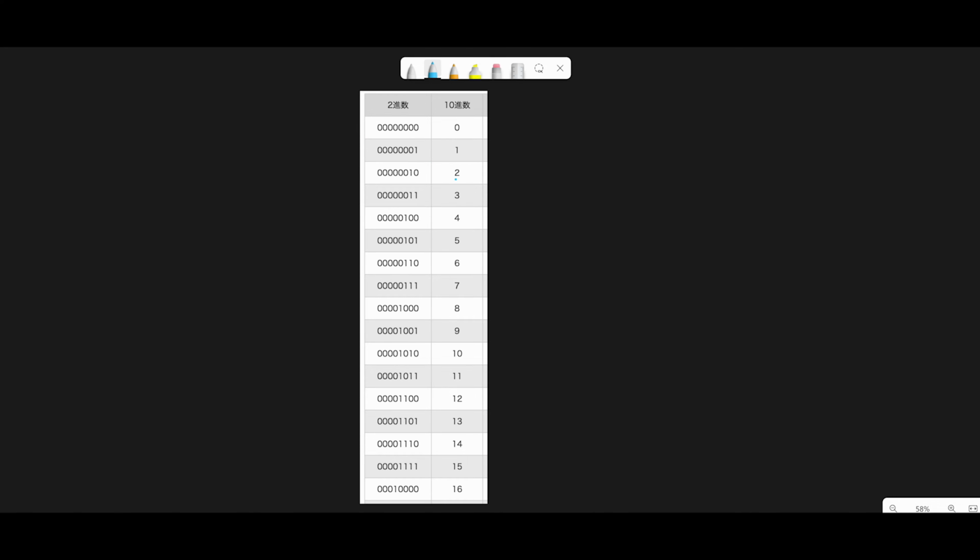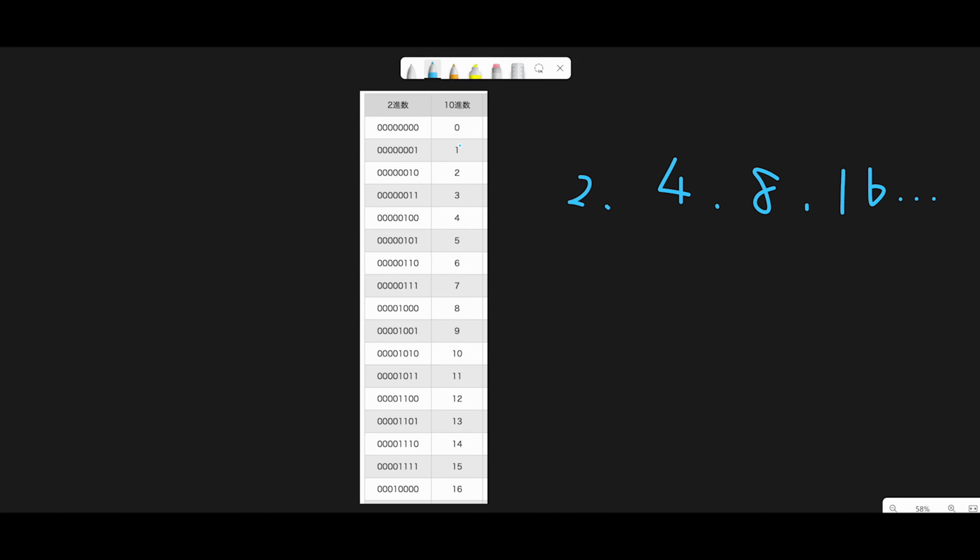So that's simple. Just 2, 4, 8, 16. And the next is 32. So I think you can guess: 2 multiplied by 2 is 4, right? And 4 multiplied by 2 is 8, right? And 8 multiplied by 2 is 16, right?